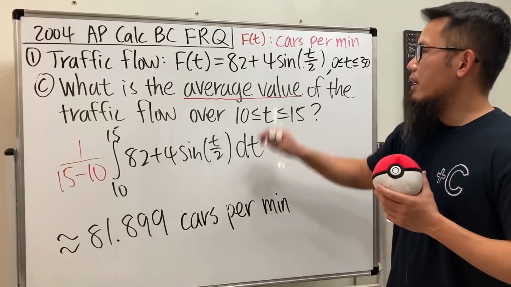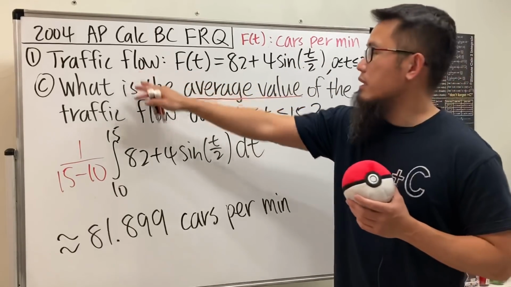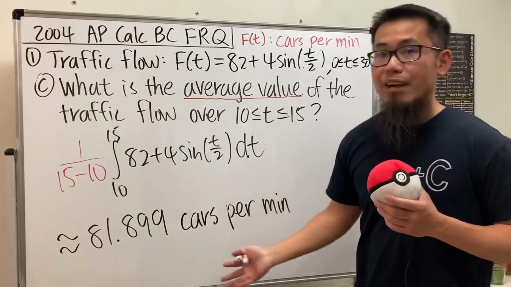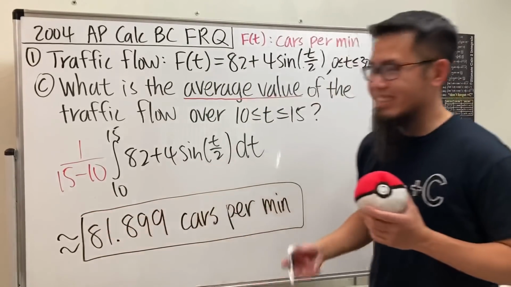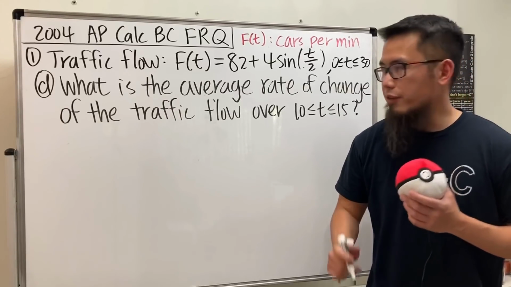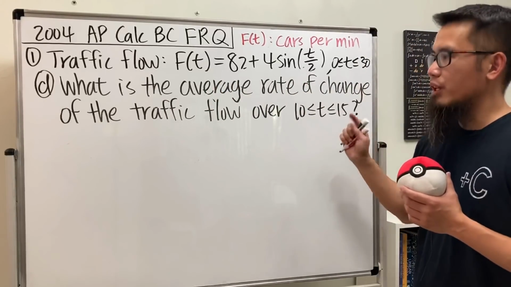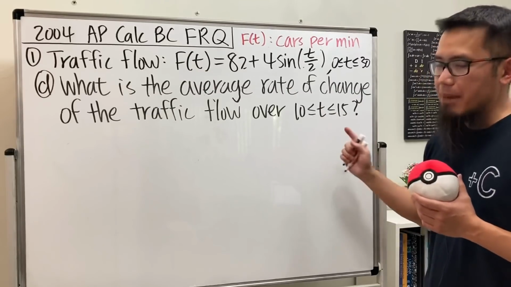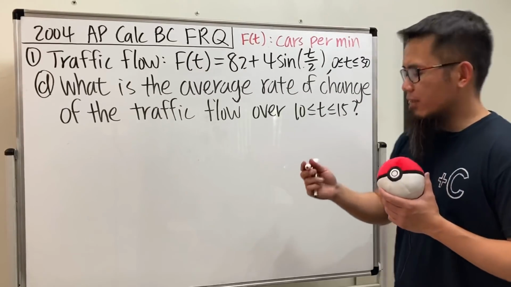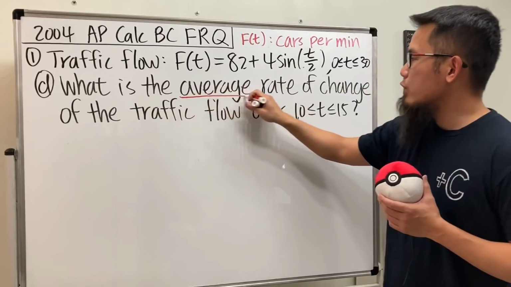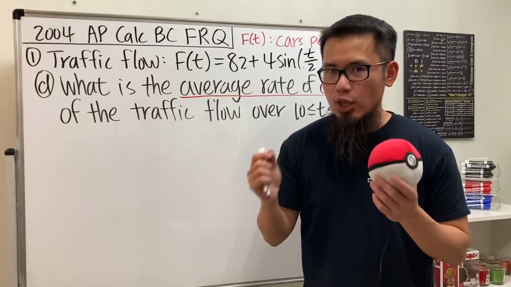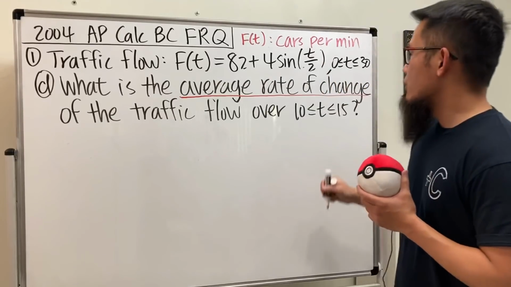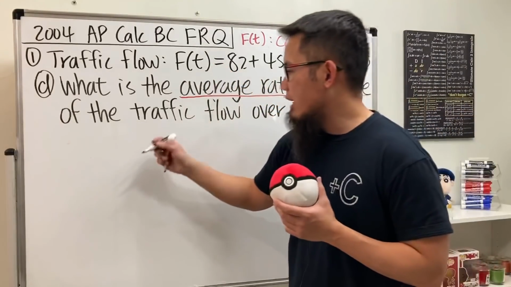Because remember, the unit for the traffic flow is cars per minute, and this is just the average version of that. So this right here is it. Alright, for part D, we are going to find out the average rate of change of the traffic flow over this time interval. This is very different, right? When we are trying to find the average rate of change, all we have to do is find the slope between the endpoints. So go ahead and plug in 15 into f of t.